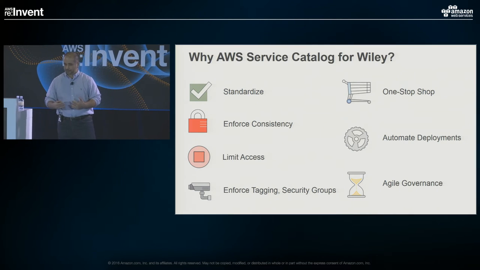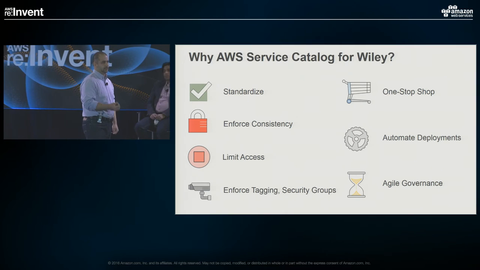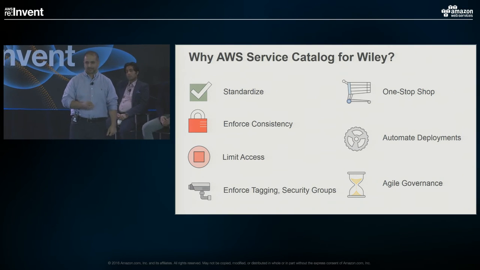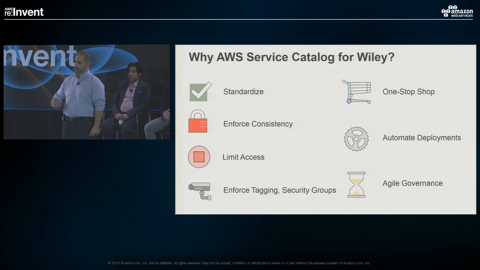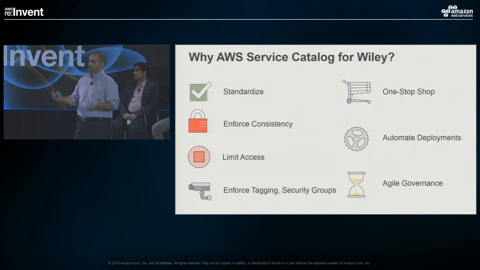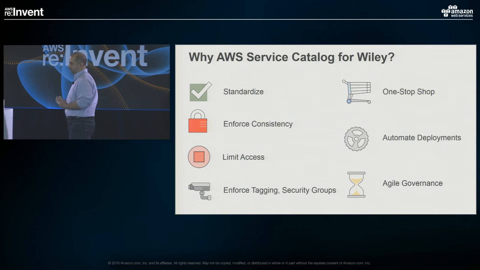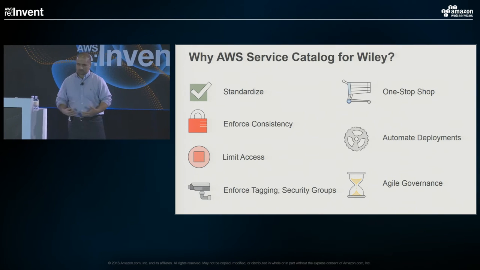And the last two options: automating deployments. We wanted to make sure they can automate their deployments, so they could leverage the AWS CLI to automate deployments into production and non-production, and build the entire app stack. And last but not least is to create a governance environment which is very agile. So what do we mean by that?